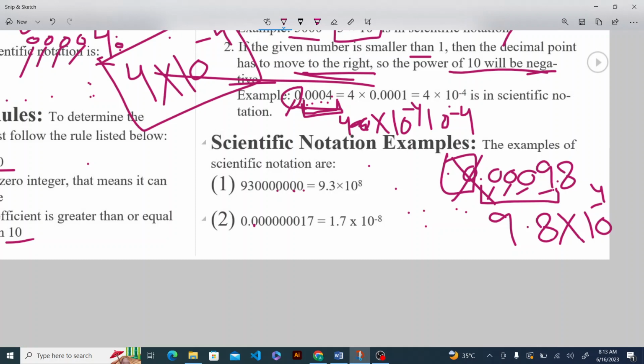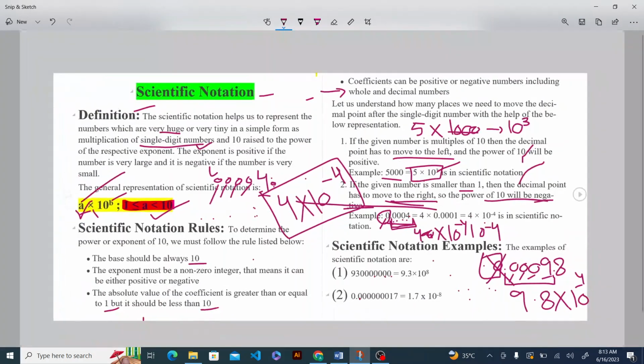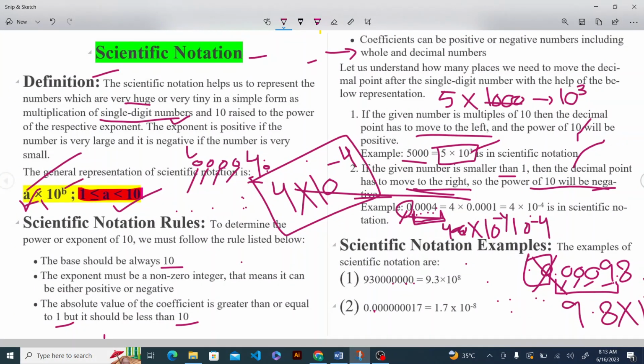Okay, so I hope you have got the point, and if you still have any confusion or query, you can ask me in the comment section and I will tell you. And if you need more examples for scientific notation, I will give you that as well. And in further videos I will solve some of the scientific notation problems to make it more clear.